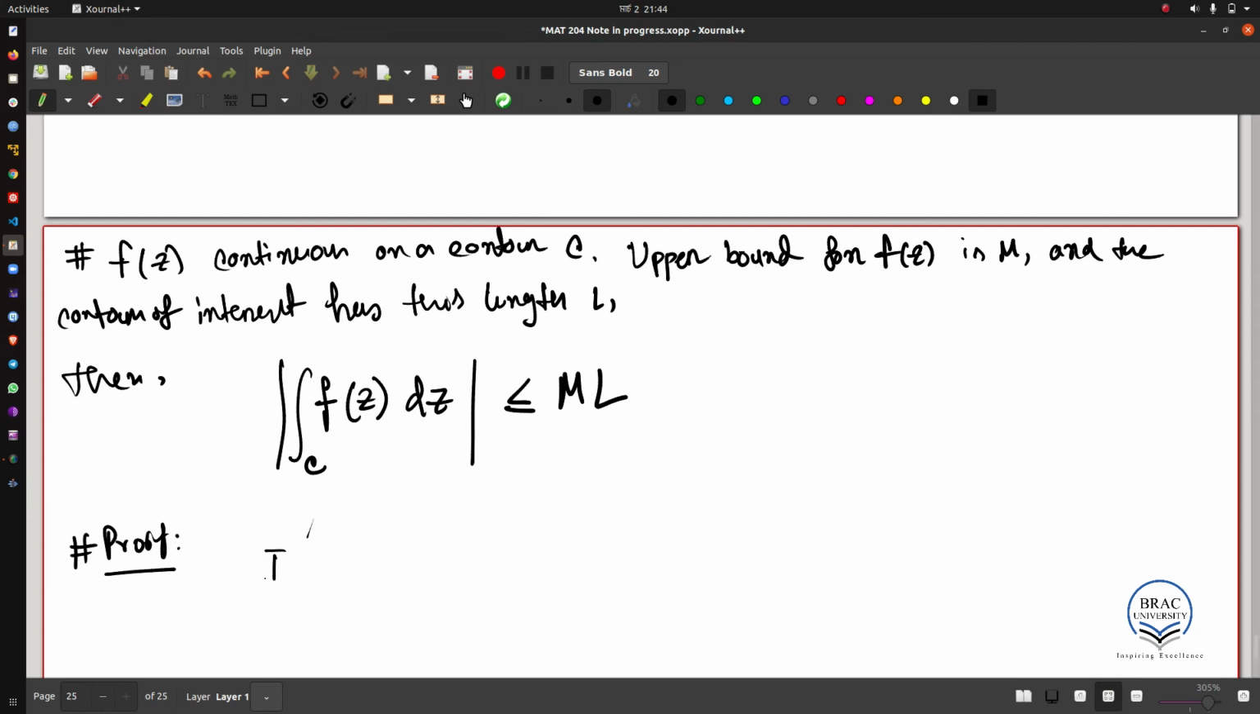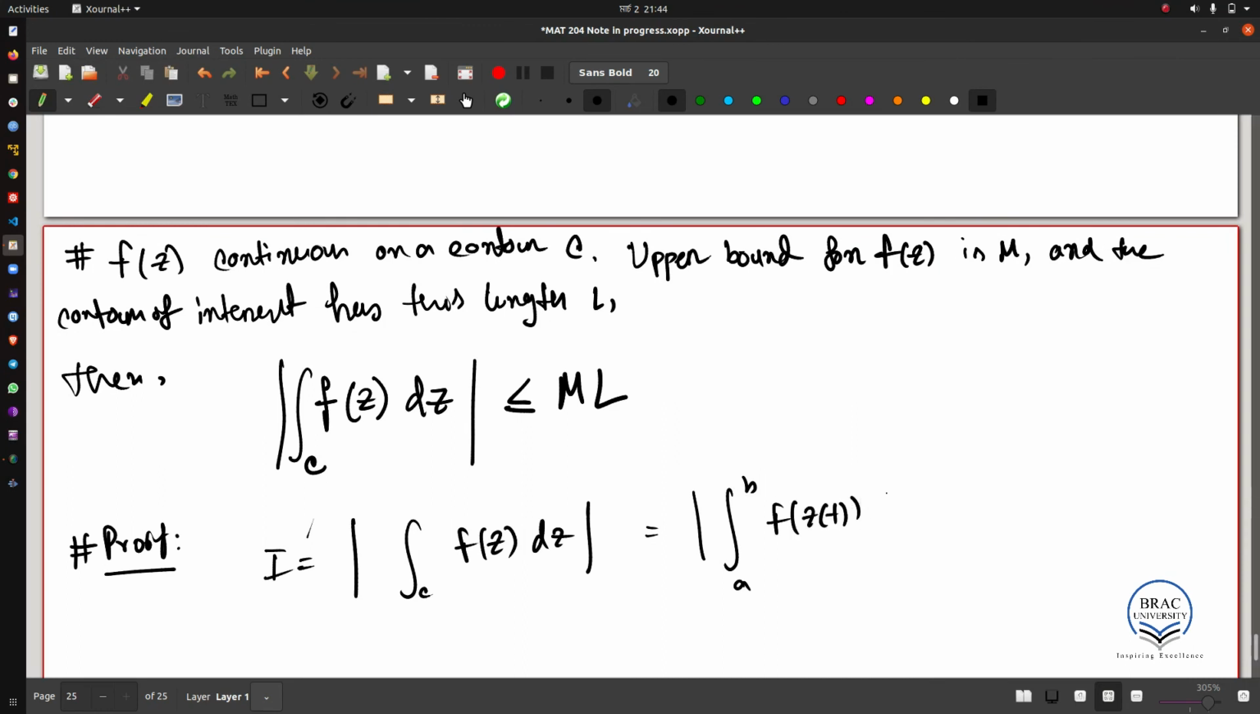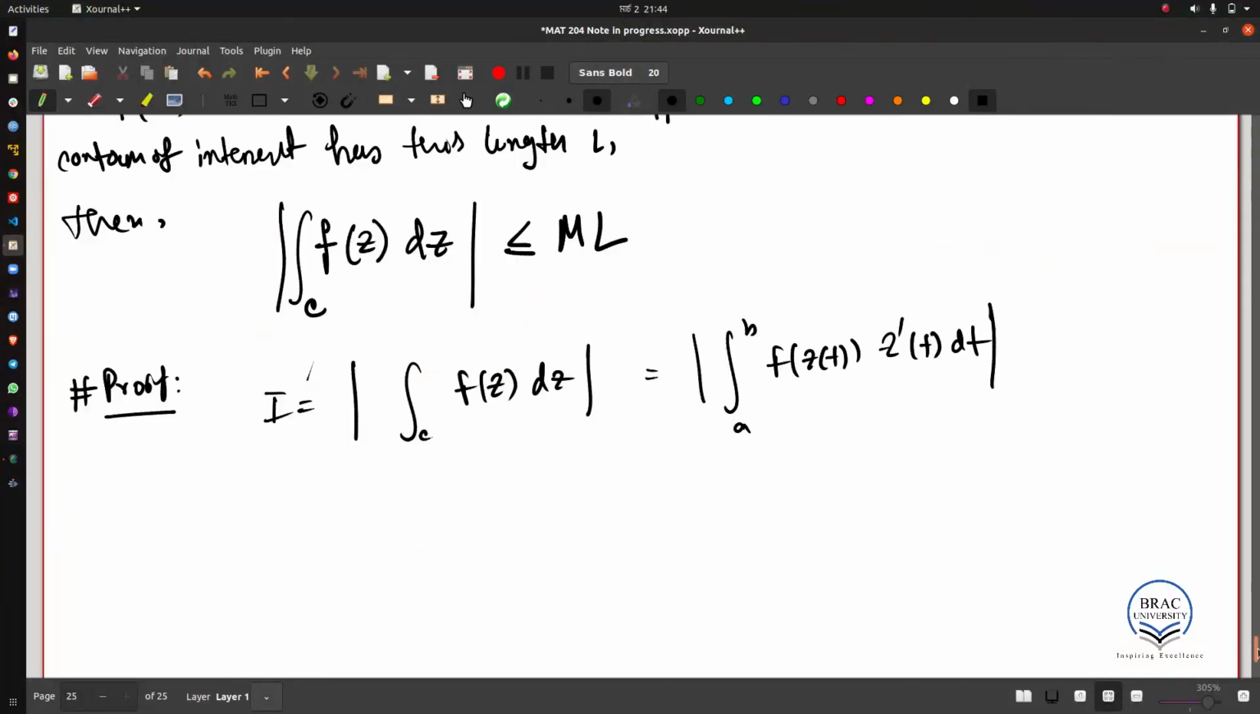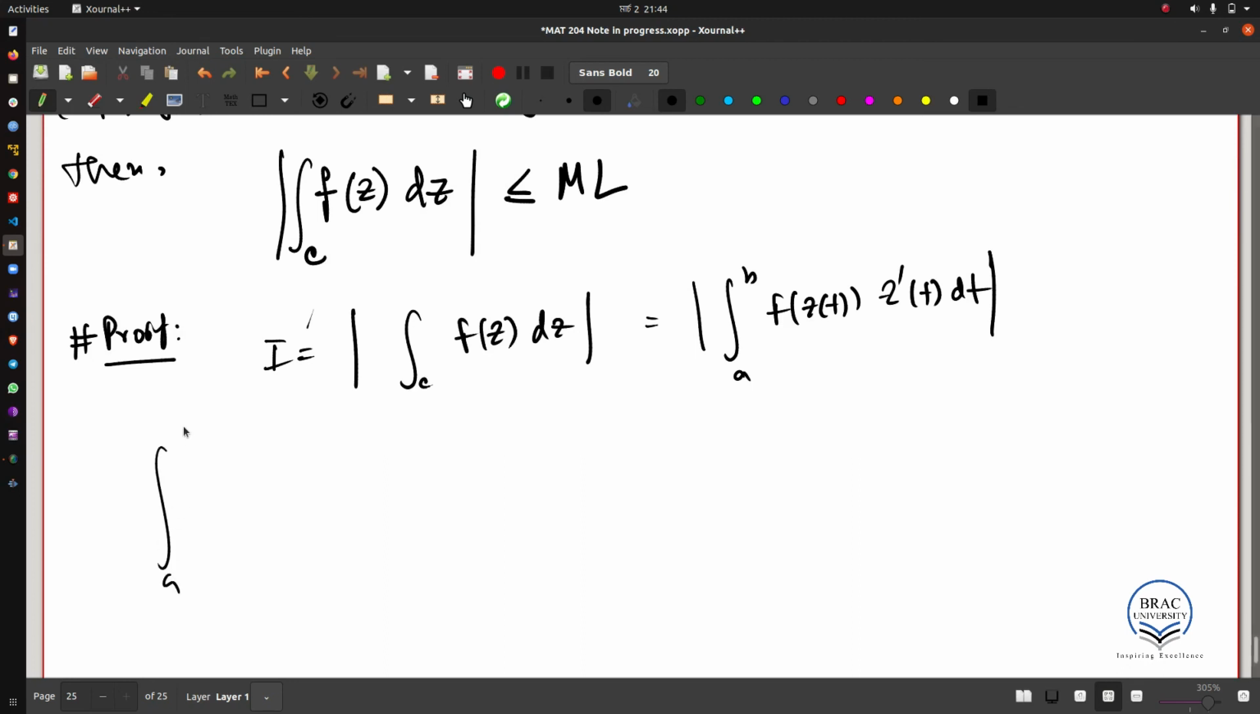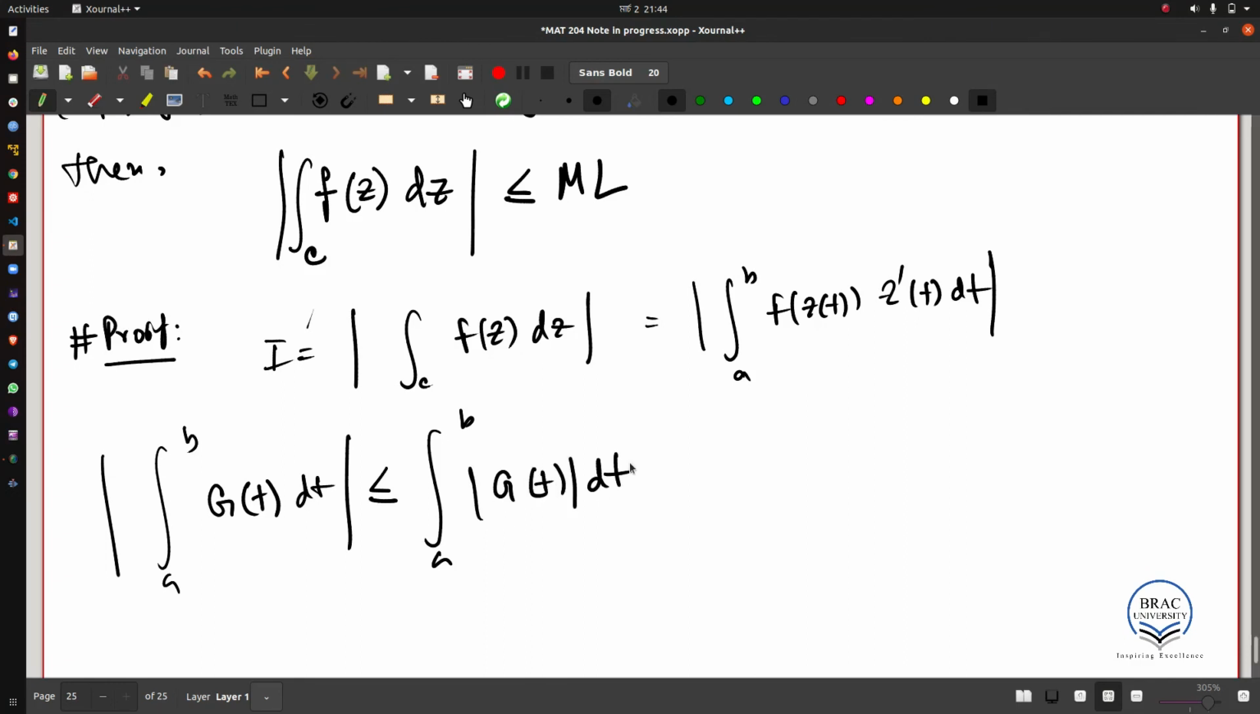Let's call this I, the integral over C of f of z dz, right? And now you can use the parameterization to transform this into an integration with limits, a to b of f of z of t, z prime of t dt. And from real variable calculus, you already know this inequality that tells you the integral from a to b of g of t dt is less than or equal to the integral from a to b of the modulus of g of t dt, right? So use this inequality over here.